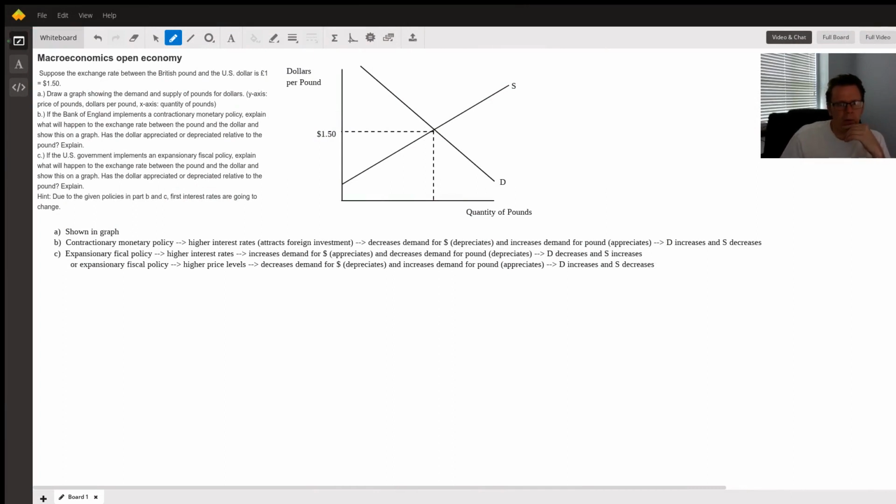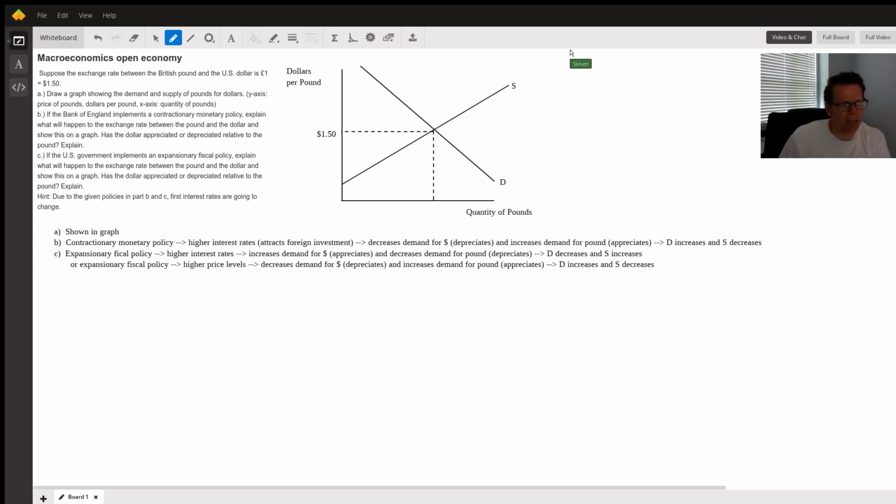So we're looking at the foreign exchange market here. For part A, all I wanted you to do was graph it. Since the focus here is on the pound, we have a quantity of British pounds on the horizontal axis, and on the vertical axis, the dollars per pound. So each one British pound will give us $1.50. Obviously it gets higher as we move up. So that's all you needed in part A. It's a pretty simple graph.